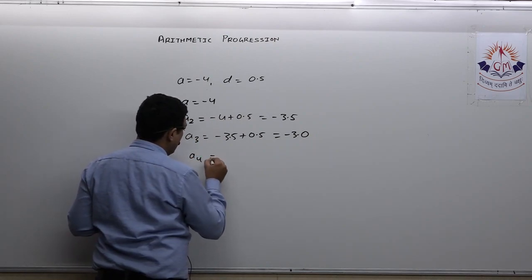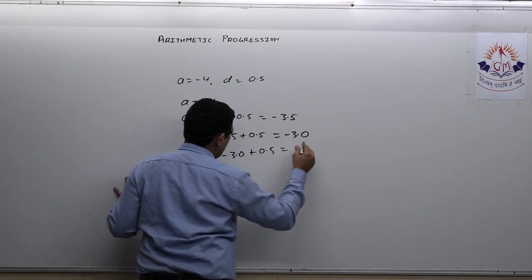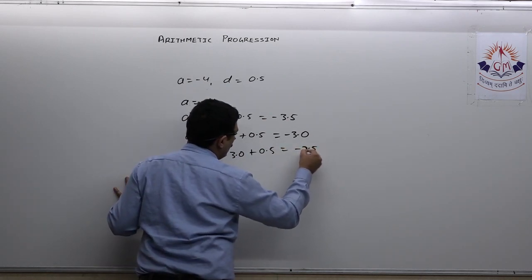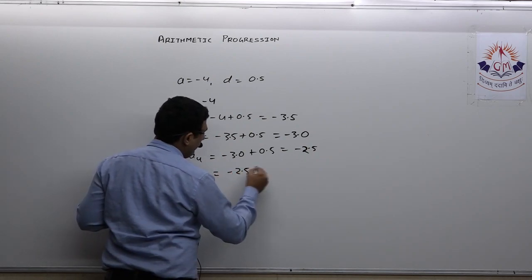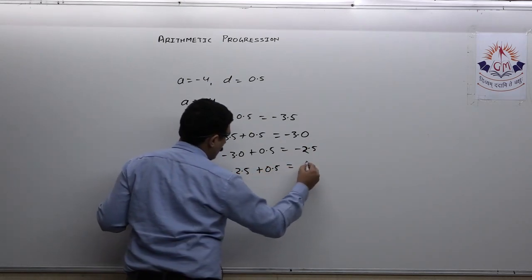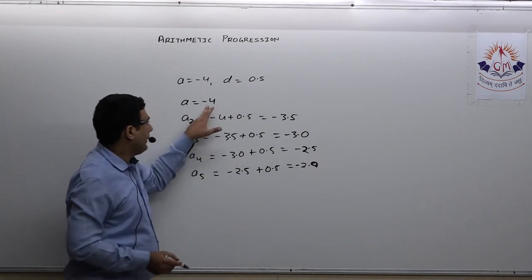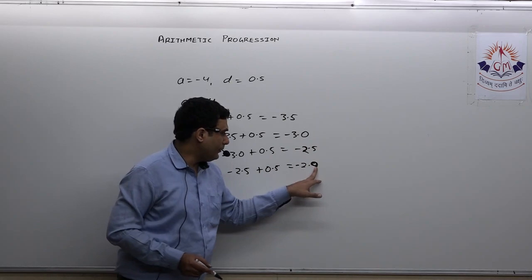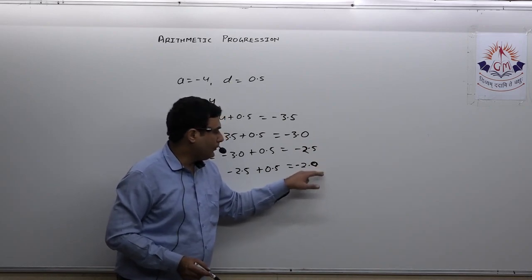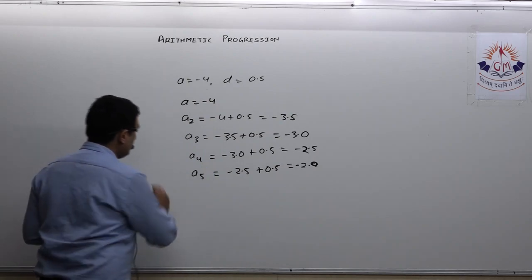Then if I add the common difference to the third term, I will get the fourth term, that is minus 2.5. So in this way I am able to get the next few terms of the AP, that is minus 2.0. Okay, so the AP is minus 4, minus 3.5, minus 3.0, minus 2.5, minus 2.0, or simply minus 2. Okay, that was the second type of question.